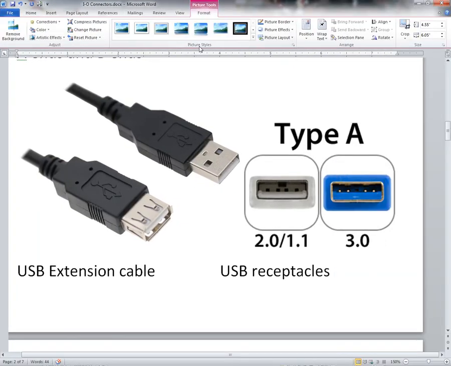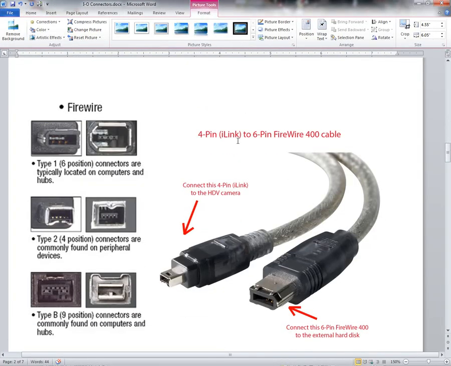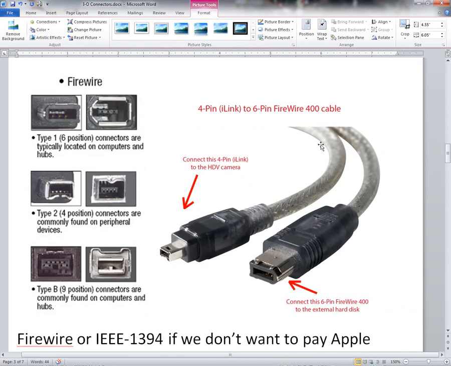Well, that would be FireWire. And FireWire was developed by Apple. They're extremely proud of it. It is also referred to by its standard name, which is IEEE 1394. So IEEE 1394.